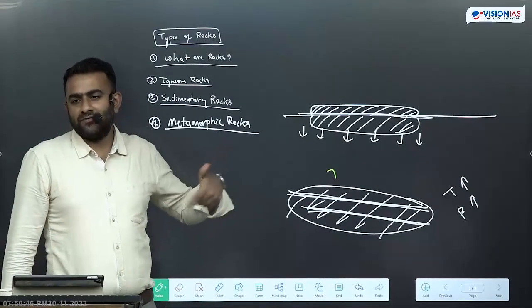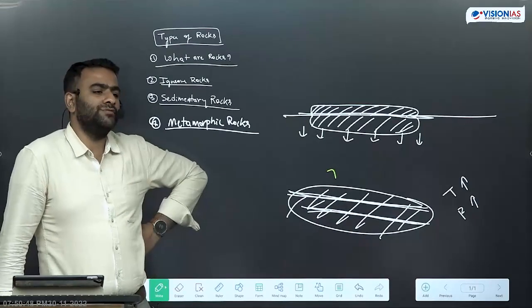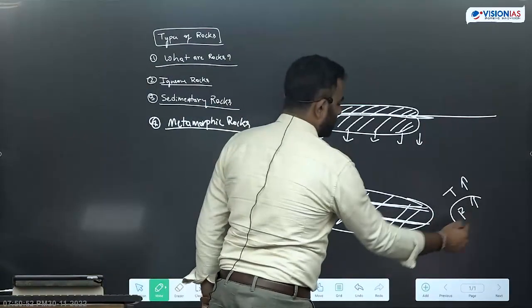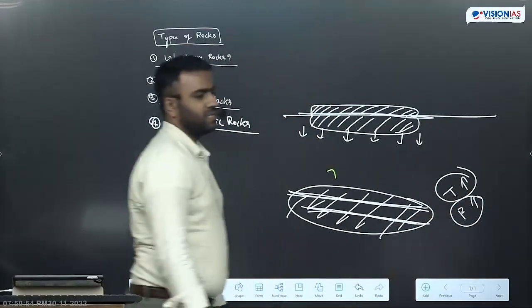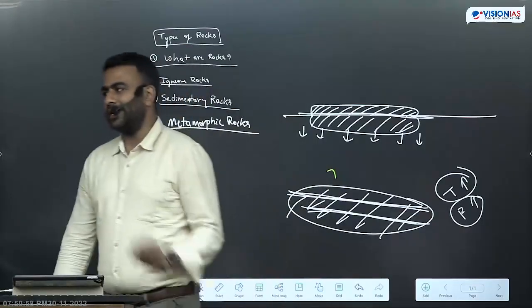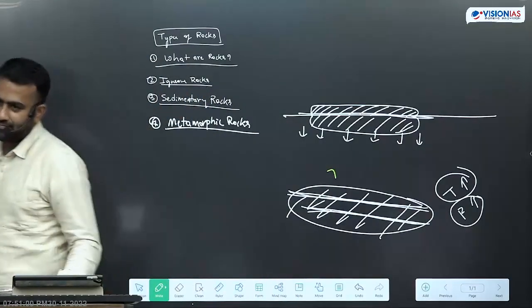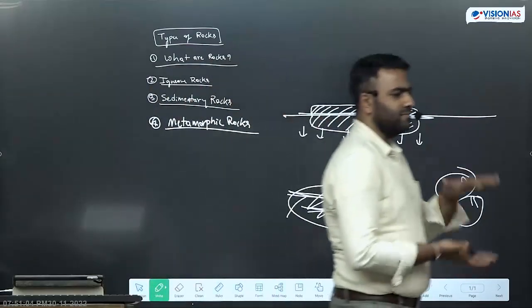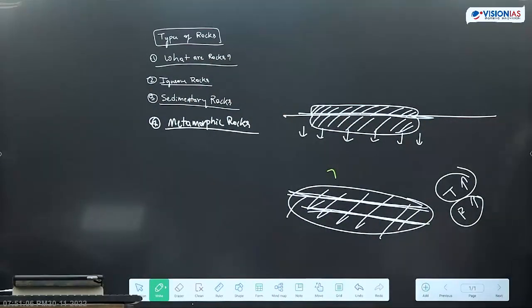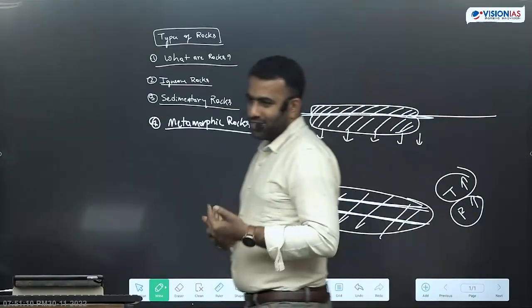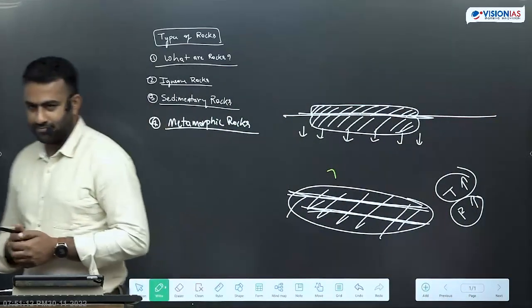Such kind of changes are called metamorphism. They are due to either change in pressure conditions or change in temperature conditions. Change in pressure condition causes dynamic metamorphism. Pressure ज़्यादा हो गया तो दब जाता है. It gets compressed or elongated like this. Dynamic metamorphism. Change in temperature condition causes thermal metamorphism.